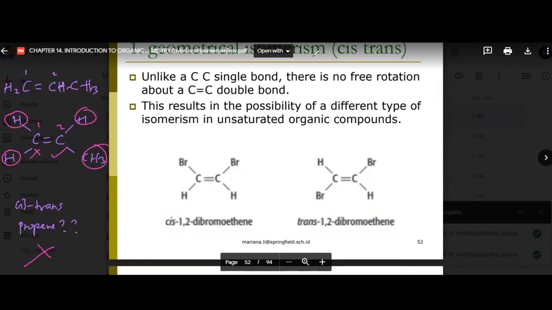How about if I ask you whether there is any cis trans isomerism in but-1-yne? Again, there will be no cis trans isomerism, since this is CH2. How about but-2-yne? But-2-yne.